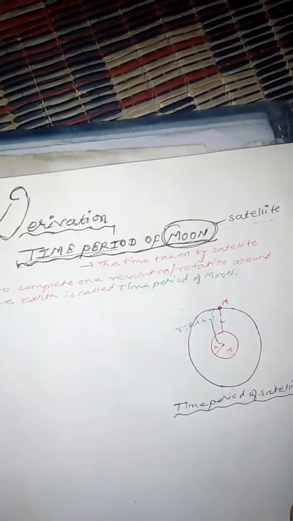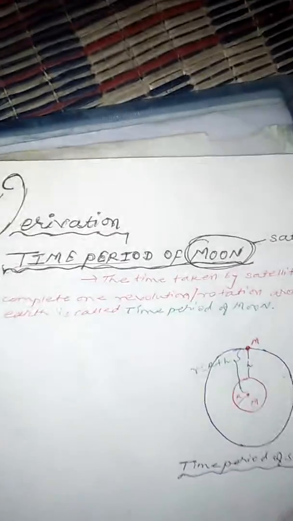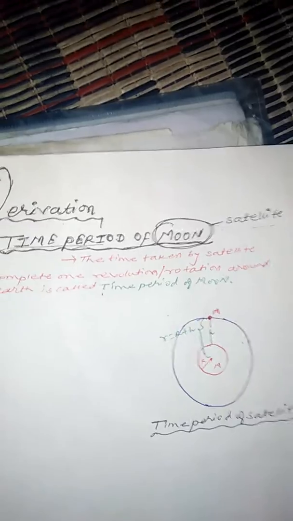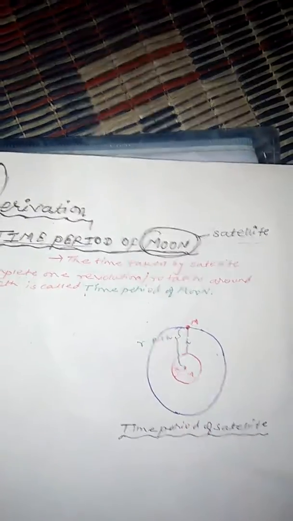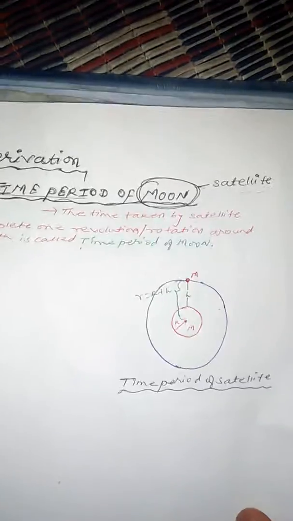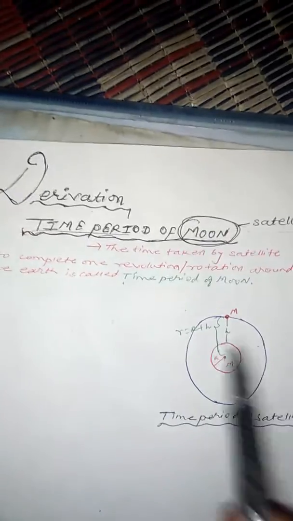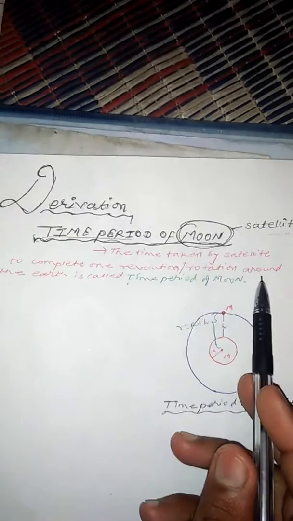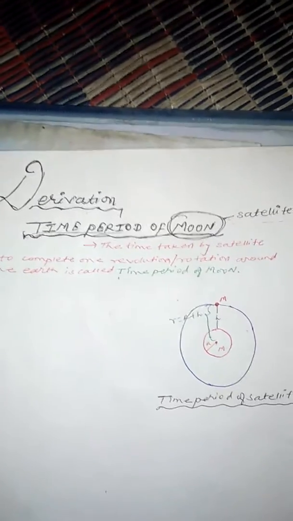Guys, our next video is the derivation of the time period of the moon. At first we have to know what a time period is. Time period of the moon or time period of the satellite. As we know, the moon is the satellite of the earth. The time taken by the satellite to complete one revolution around the earth is known as the time period of the moon.